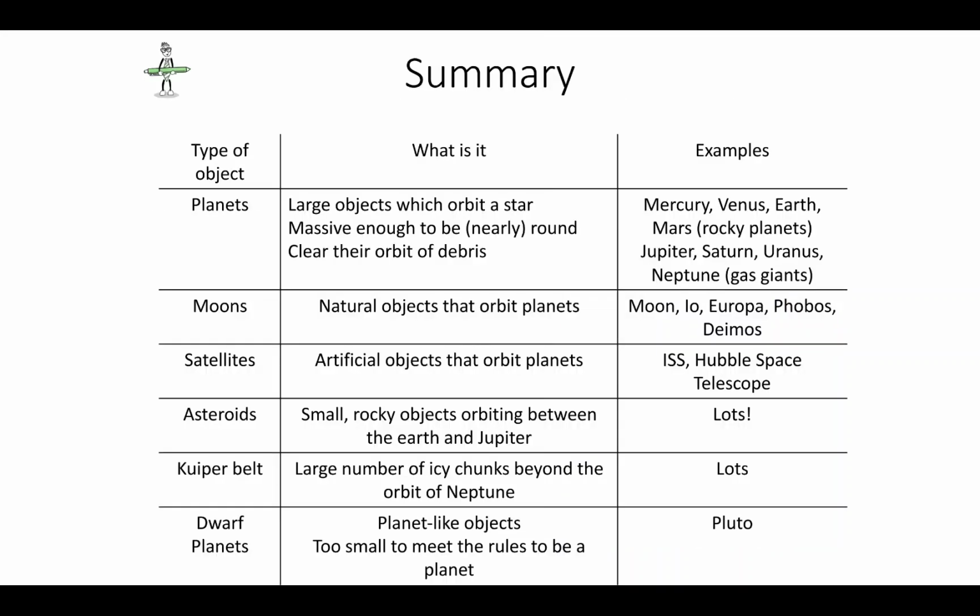So as a summary, you should have something like this if you did the table. If not, there it is. We've got the type of object on the left-hand side, what it is, and then some examples on the right-hand side.